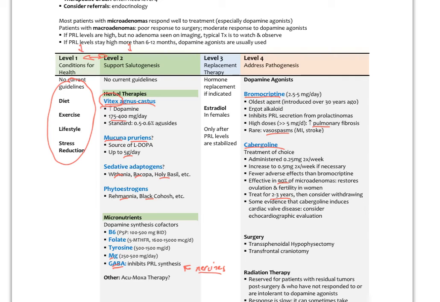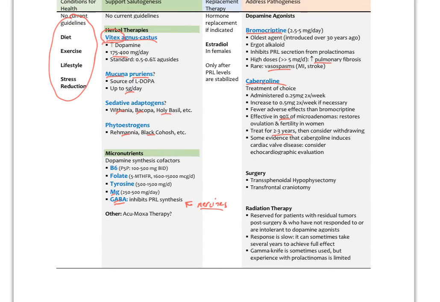Surgery, again, might be indicated for the larger tumors or ones that are not responsive to the medication, and that would be this transsphenoidal or transfrontal approaches. And then radiation therapy is going to be reserved for patients with no residual tumors post-surgery, so usually after surgery, but have not responded to the dopamine agonists. Response is usually slow from the radiation, can take several years to actually see a full effect. And the gamma knife procedure is one that's being more and more explored for prolactinoma specifically.